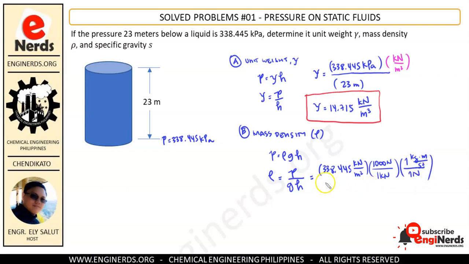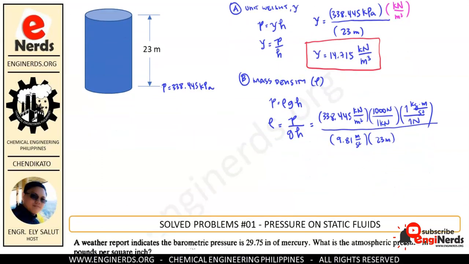Diba? And then, we will divide this by our acceleration due to gravity. We are in SI units, so this is equal to 9.81 meter per second squared times our height, which is 23 meters. Okay guys, so ano ang mangyayari ngayon dito sa ating units?